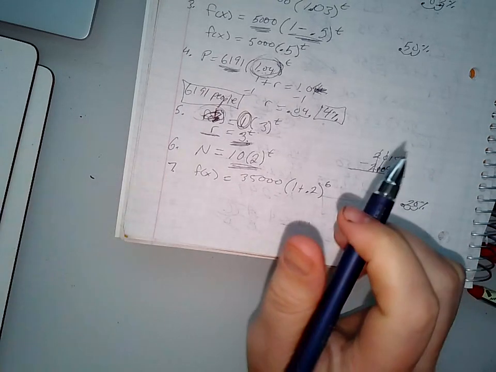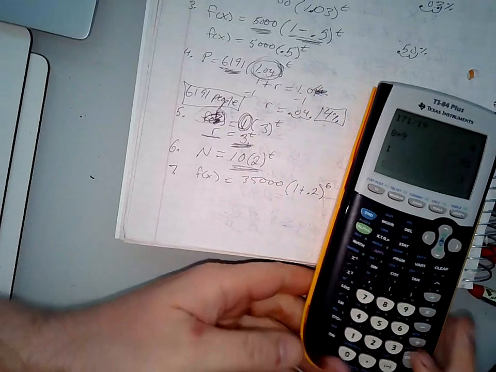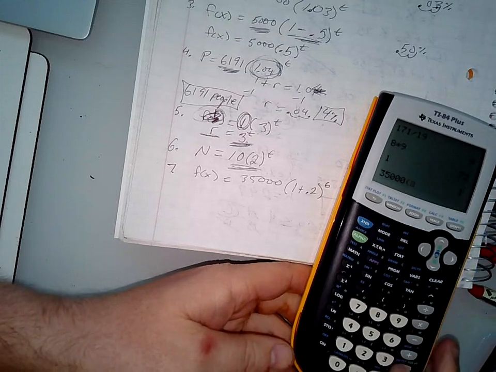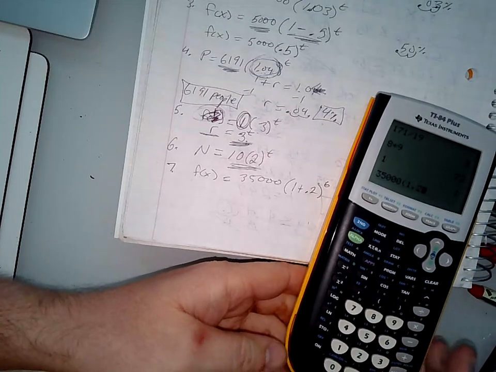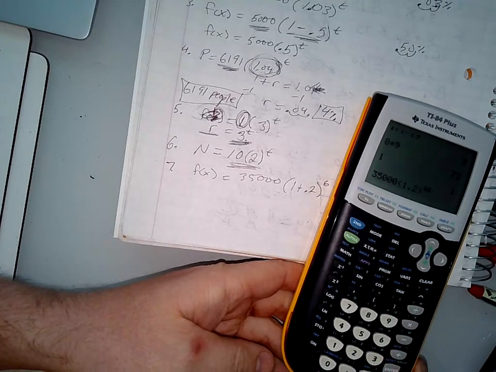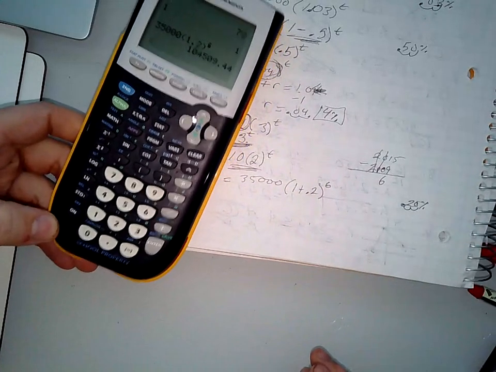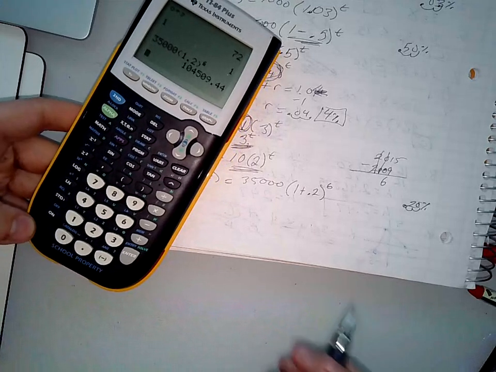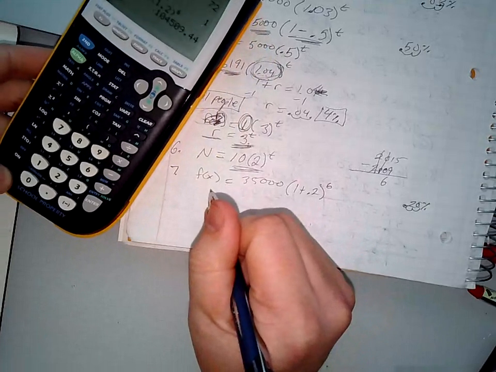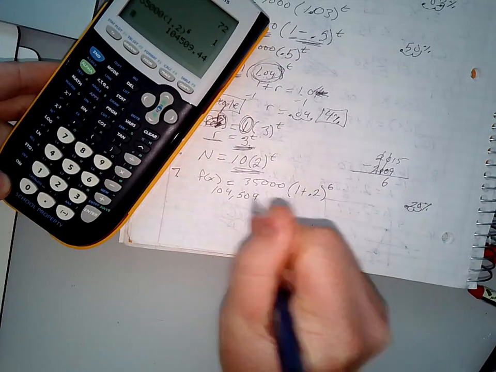Type that in your calculator, 35,000 times, and then 1.2 or 1 plus 0.2, either one will work, to the power of 6. Hit enter, and we get 104,509.44. So remember, it says that you do need to round to the nearest dollar. So our final answer would be $104,509.